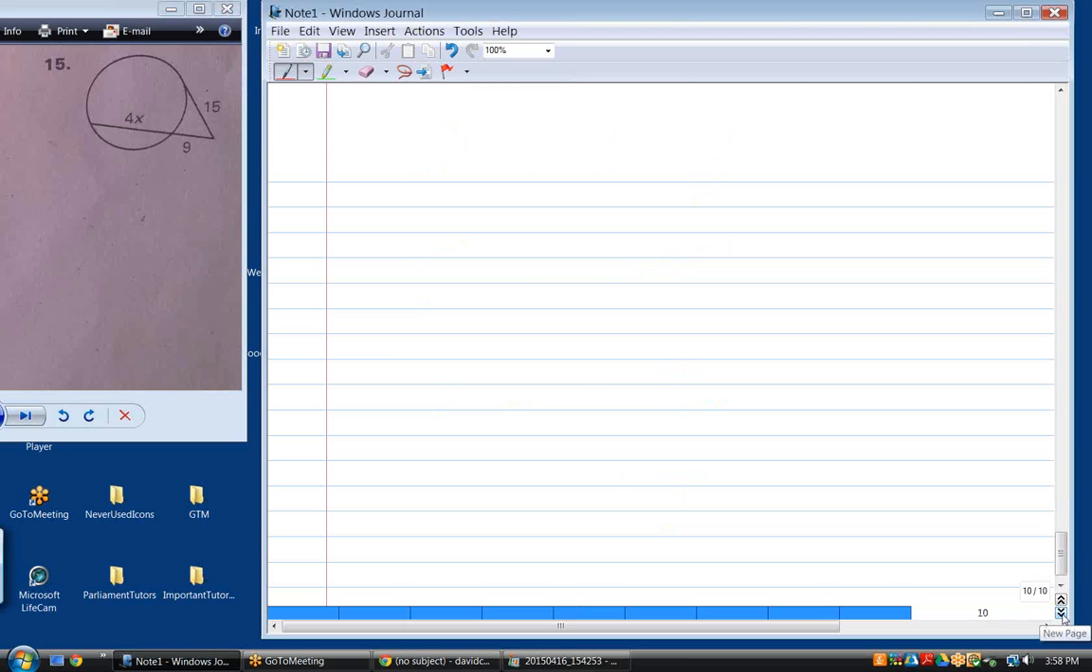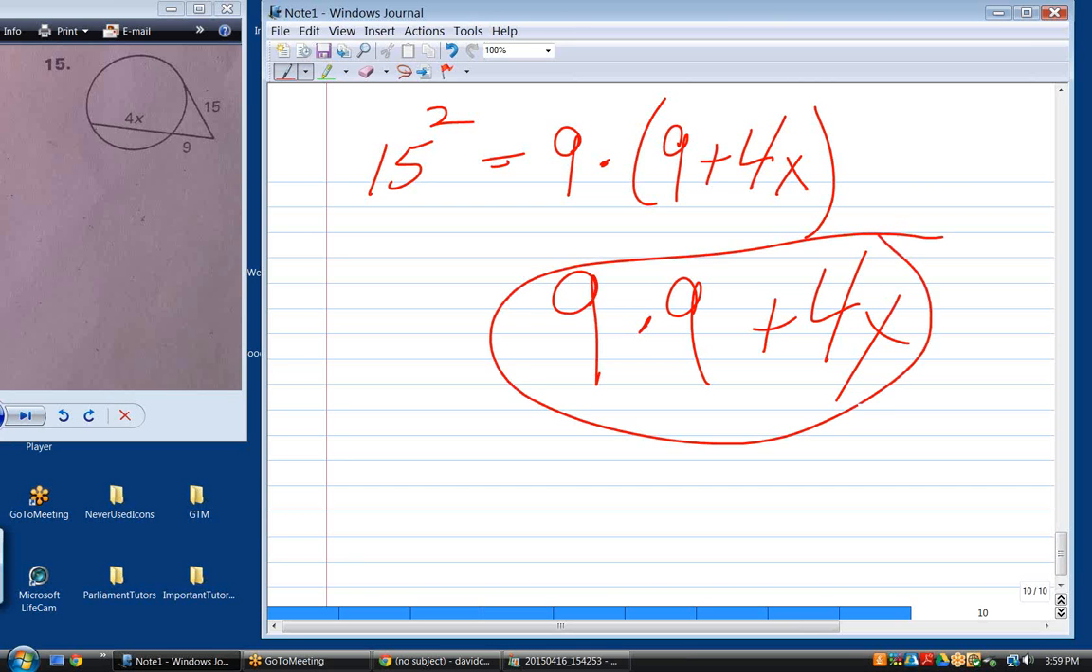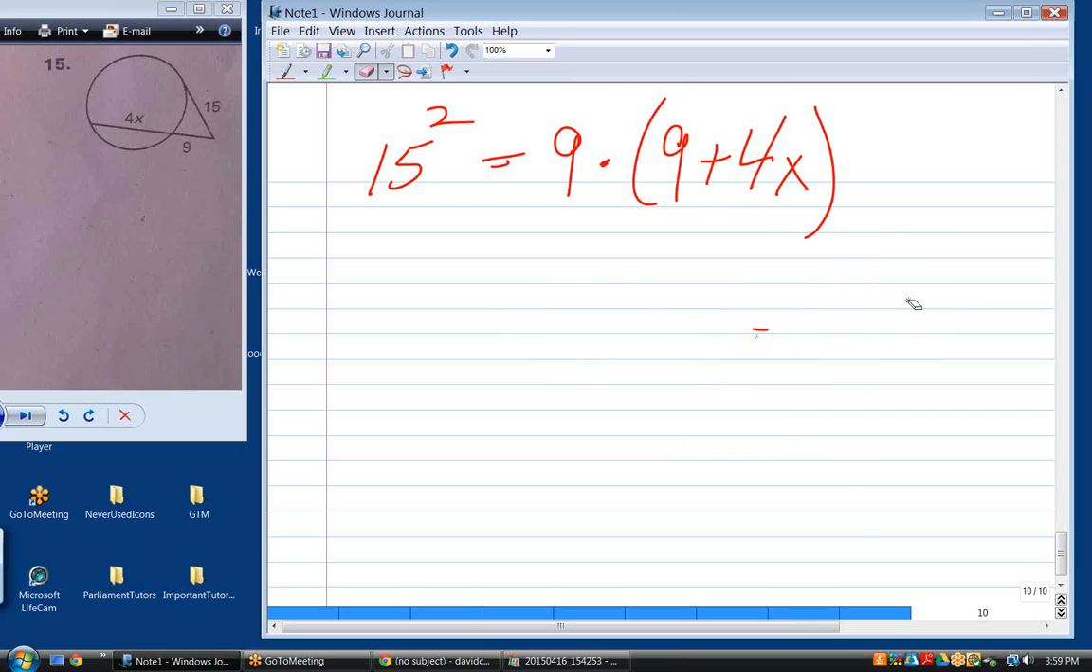So what equation can I write from 15? 15 times 15 equals 9 times 9 plus 4x. And when you're verbalizing those, it's probably a good thing to say 9 times the quantity 9 plus 4x. That implies there are parentheses around the 9 plus 4x, because you don't want to do this, that's different. If I just said 9 times 9 plus 4x, I'm really saying that, but if I say 9 times the quantity 9 plus 4x, I'm saying this up here.